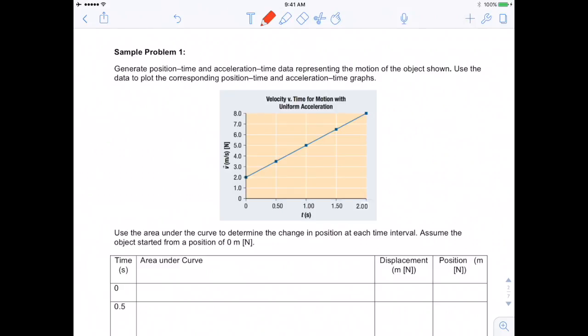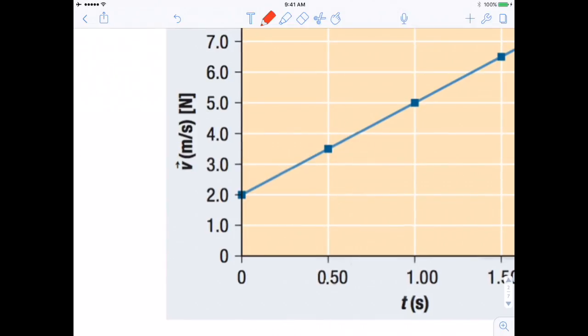So the first interval of time that I want to look at is this interval right here. And I need to determine the area of this shape underneath the curve. Now this is not a regular shape. It's not a triangle or a rectangle. It's a trapezoid, but we can break it up into a triangle and a rectangle to make our area calculations easier. And that's what we're going to do first.